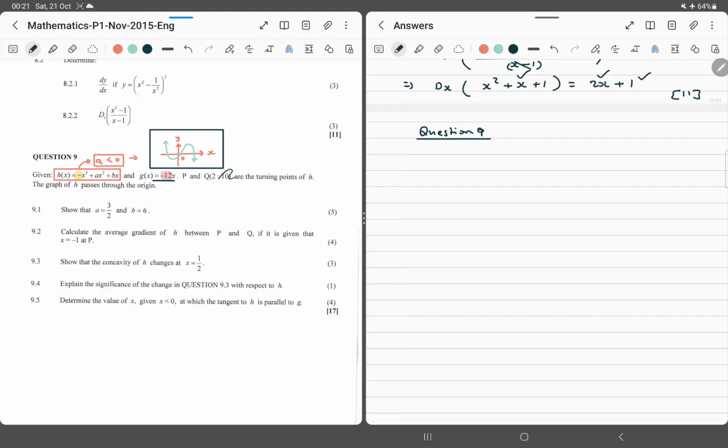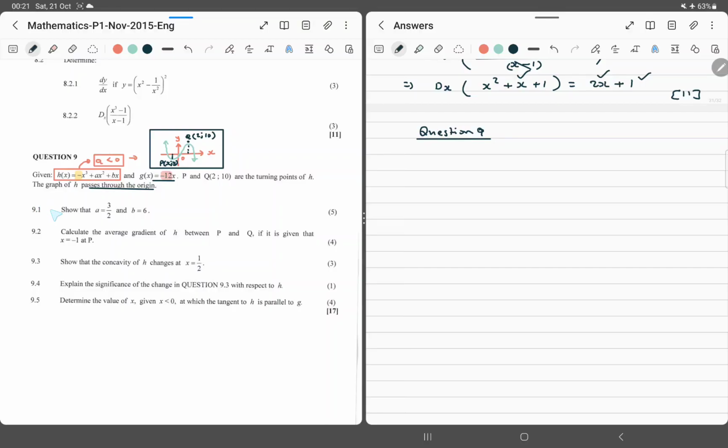Then we're told p and q are the turning points of h. We can see this one is positive, so that turning point is q, which is (2, 10). The other one is p, the minimum turning point, which is (x, y). We don't know what it is. Okay, great, not a problem. The graph of h passes through the origin. We could already see it from the state of our equation.